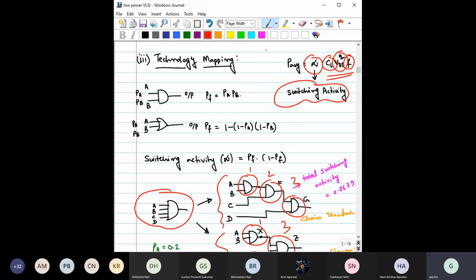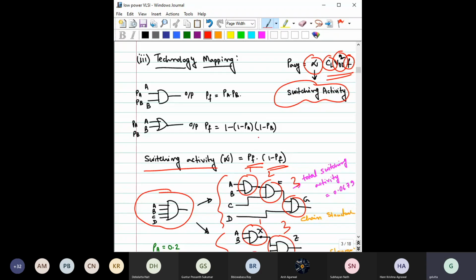Alpha can be calculated by this formula, which is PF into 1 minus PF. So what do we mean by PF into 1 minus PF? Power will be consumed in a CMOS circuit when the capacitor is charged. Then only power will be taken from this VDD source. Now, when will the capacitor be charged? When there is a transition from 0 to 1 at the output.